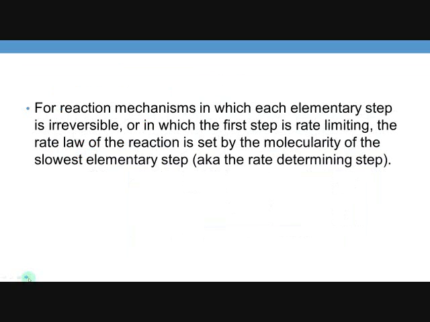So for reaction mechanisms in which the elementary step is irreversible, or in which the first step is rate limiting, the rate law of the reaction is set by the molecularity of the slowest elementary step, aka the rate determining step. So again, the rate law should match that rate determining step, or it matches the molecularity of that rate determining step. So if there are 2 molecules in play, it's bimolecular, so the rate law should show you that it's bimolecular.